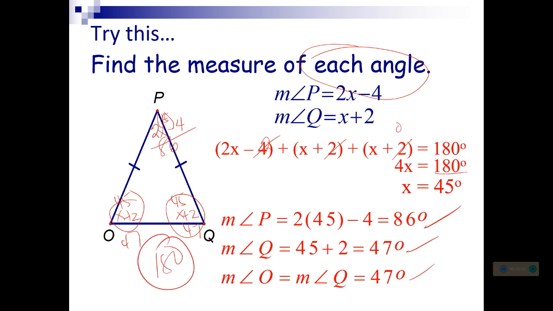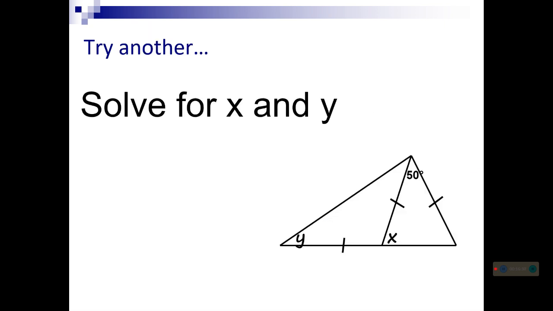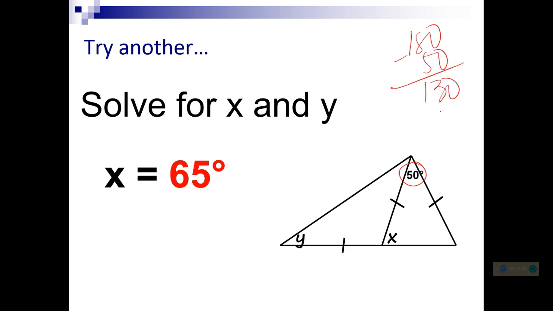Okay? So, any question? Okay, so let's have this one. You are going to solve for x and y. So, what do you think is the value of our x? That's correct. We have x is equal to 65. So how are we going to get the value of x? Since we have here the vertex angle 50, so 180 minus 50 is 130.